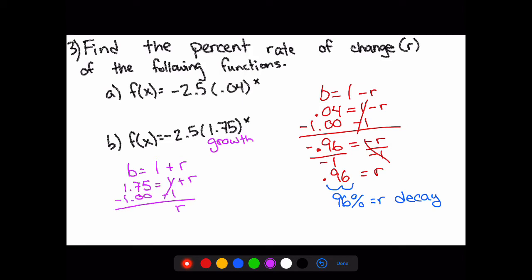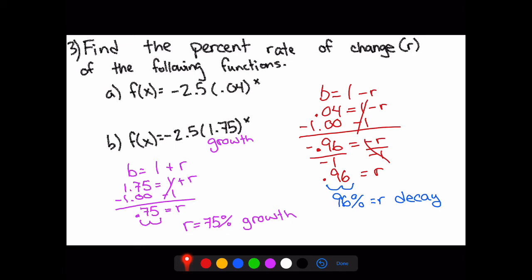This will leave us with r is equal to 0.75. Now from here, I move my decimal place 2 places to the right, leaving us with r is equal to 75%. In this case, we have growth. So again, these are the more difficult problems because we got to actually do a bit of math, and we got to remember that it's minus if it's decay, plus if we have growth. So from there, that's the hardest part of this entire section, I think.